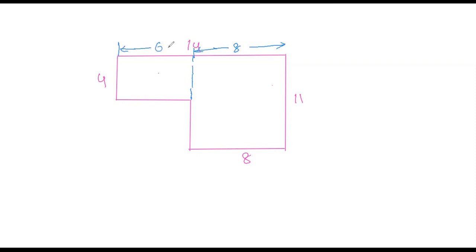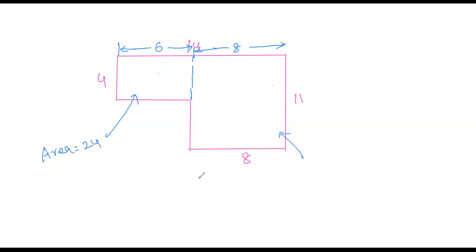Okay. So both are rectangles here. So this area would be 4 times 6, and this would be 11 times 8, 88. So the total area is the sum of both, 112. Okay. The unit is not given, so please write it as square units.